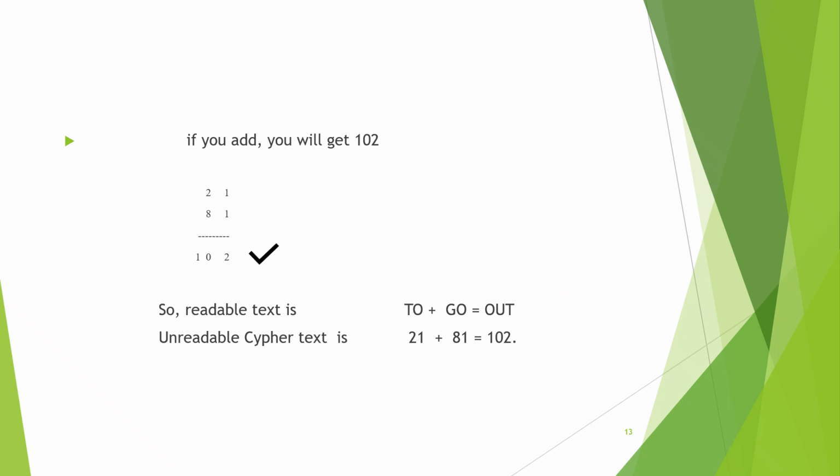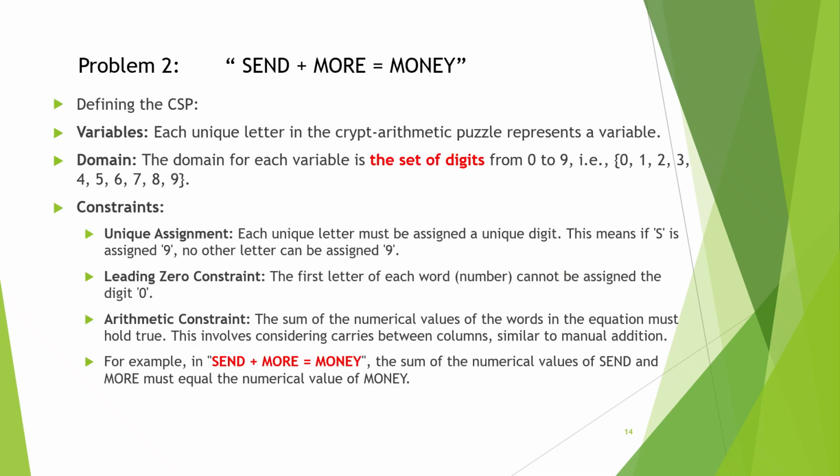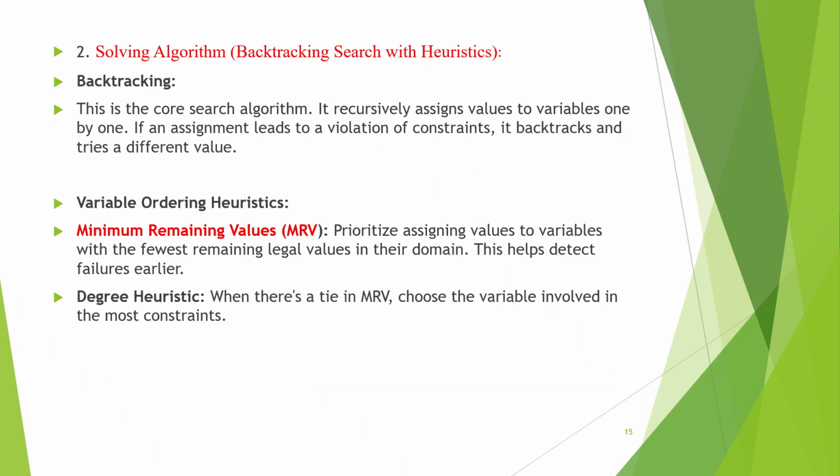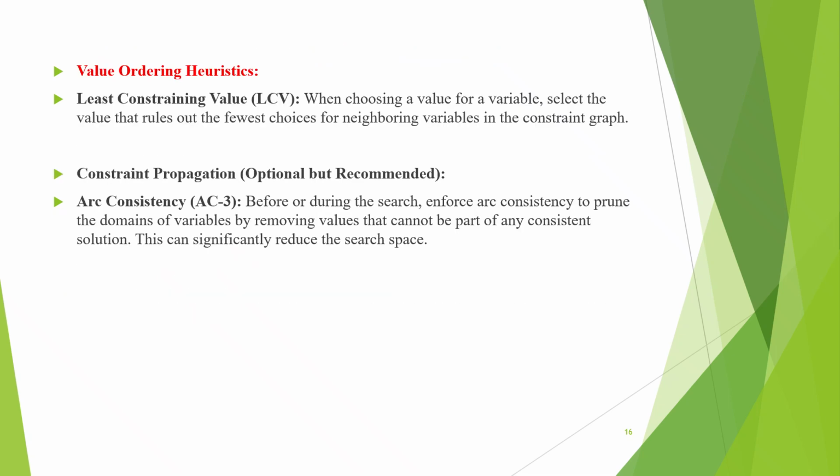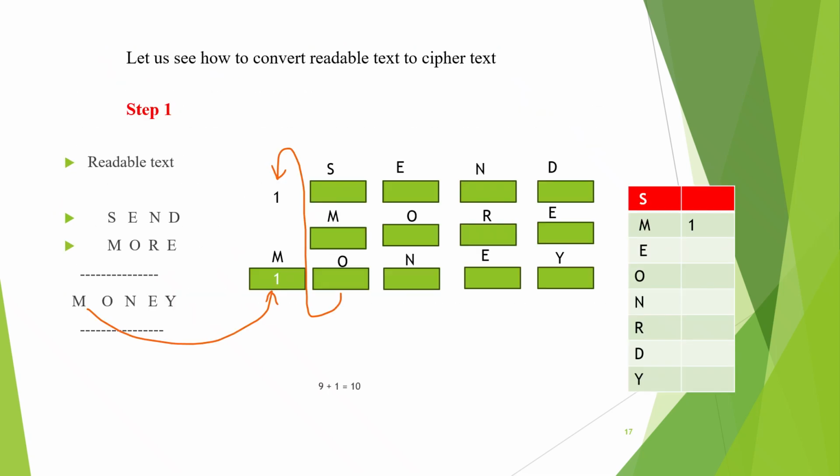Now we go to the second problem. Second one is send plus more equal to money. All variables should be unique. The domain is a set of digits ranging from 0 to 9, and these are all constraints. We are using backtracking techniques in this problem. These are all theory and value order heuristics. Now go to the problem.